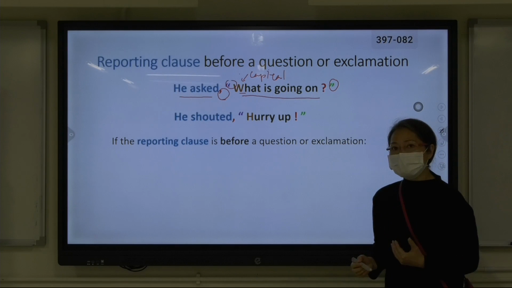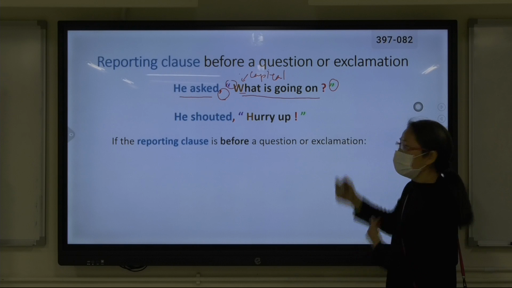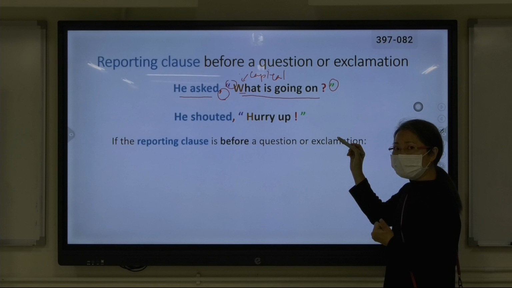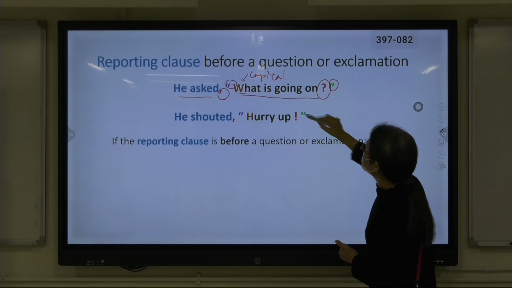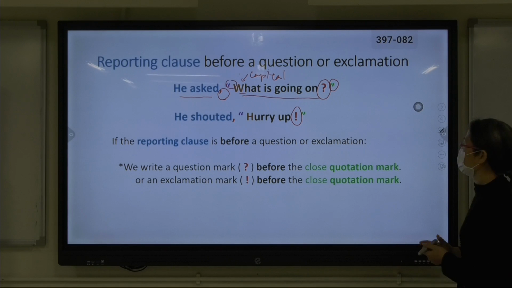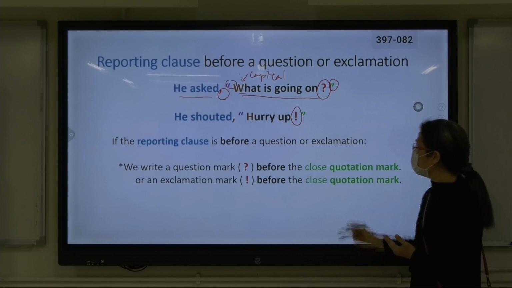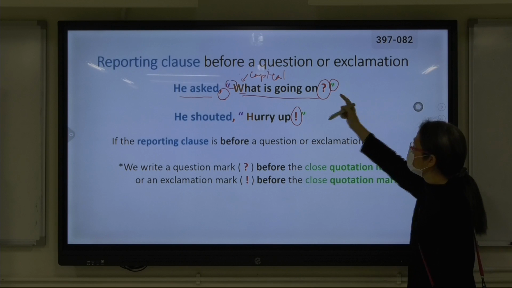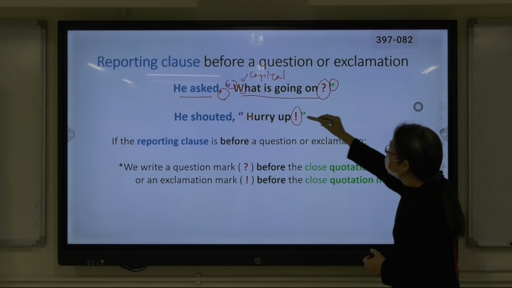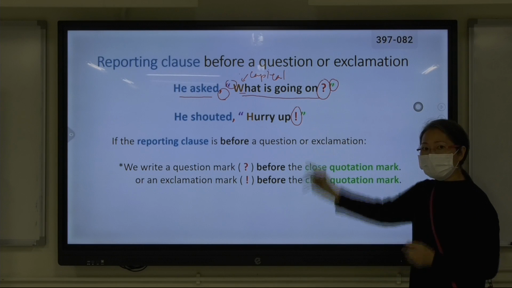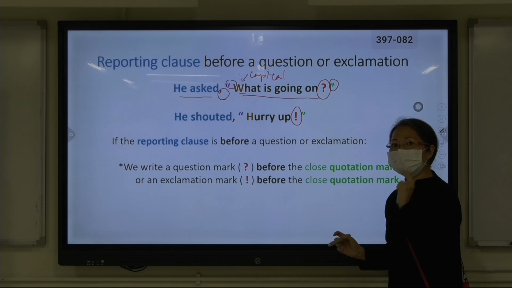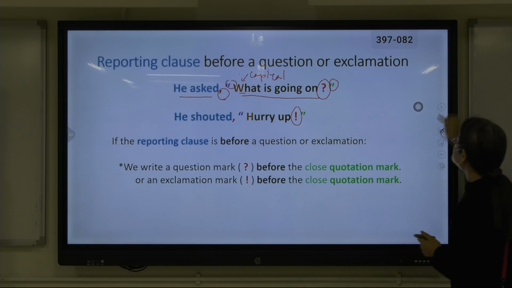But what is the difference between them? Can you see? The punctuation here. We write a question mark before the close quotation mark if it is a question. We write an exclamation mark if it is an exclamation. We do not use a full stop here.